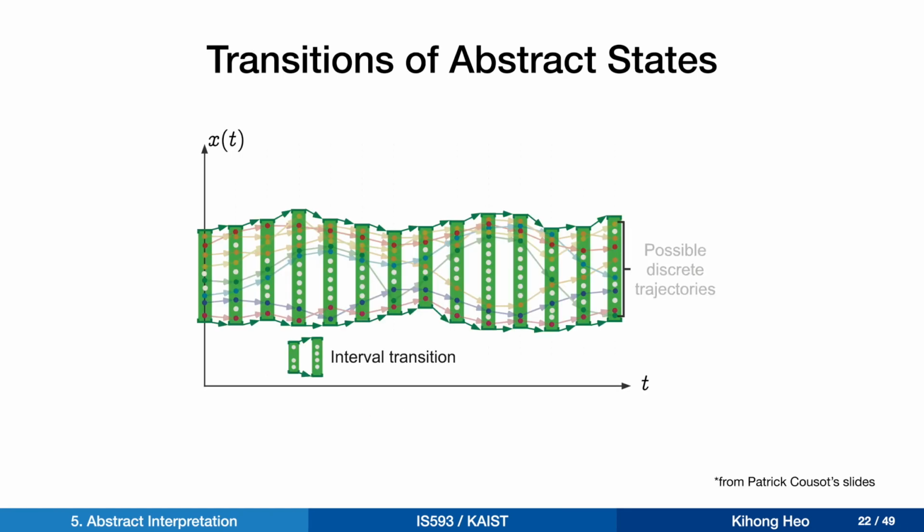This figure shows an example abstract transition using the interval abstract domain. That abstracts a set of integers as an interval, which means that it forgets all the elements and only keeps their minimum and maximum values. So let's define abstract semantics.